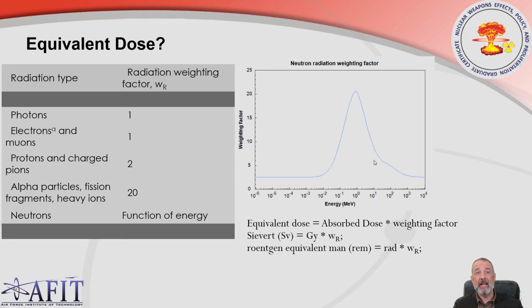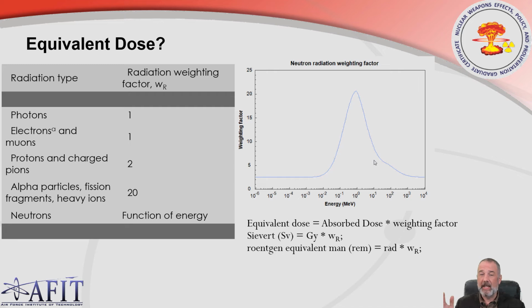Well, the reason that it goes down is because the probability that a neutron will interact with anything starts decreasing with increasing energy past a certain point, and it's right around 10 MeV. So while it can transfer a lot of energy per collision, when you exceed that energy, the probability that it will do so starts decreasing to the point where our weighting factor decreases again.